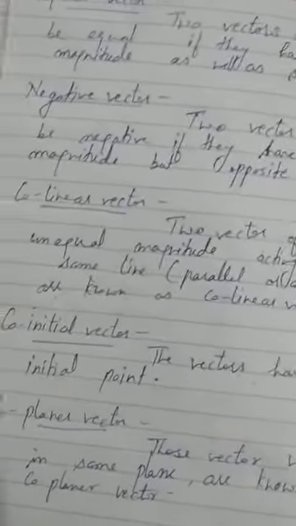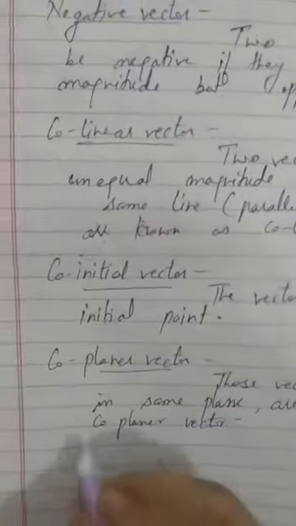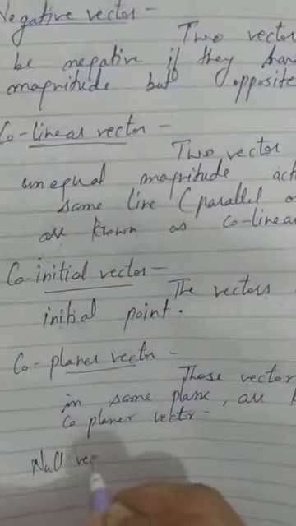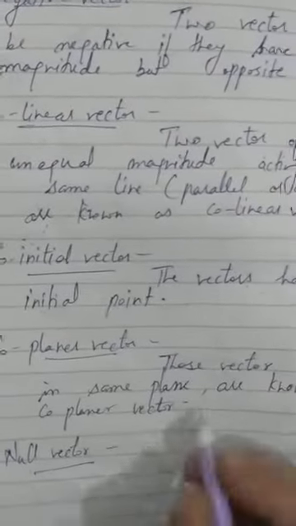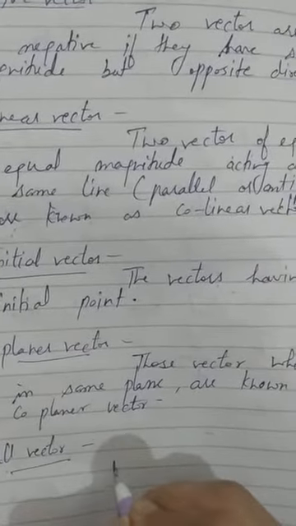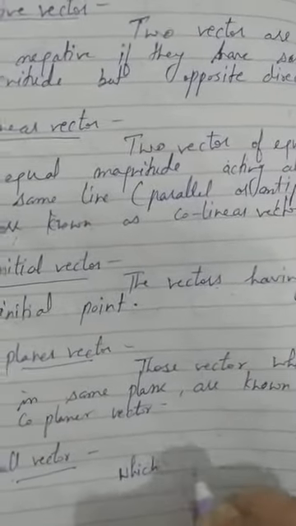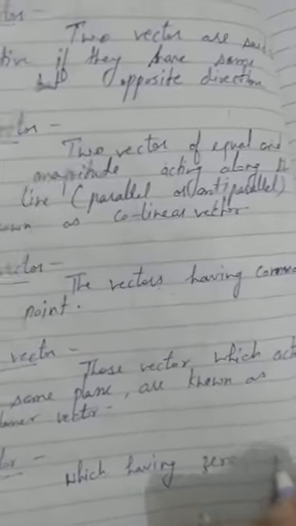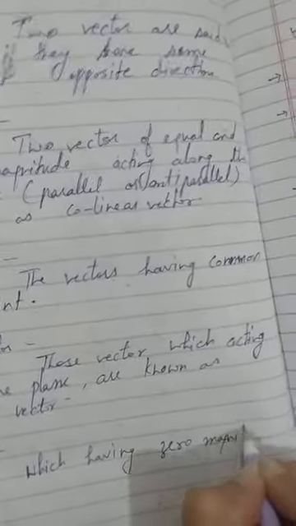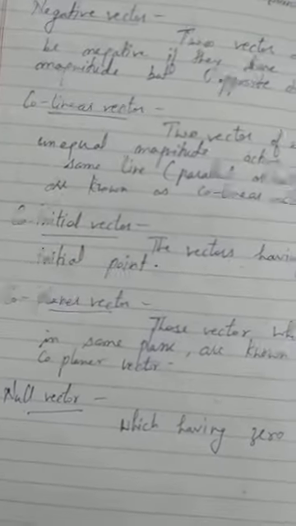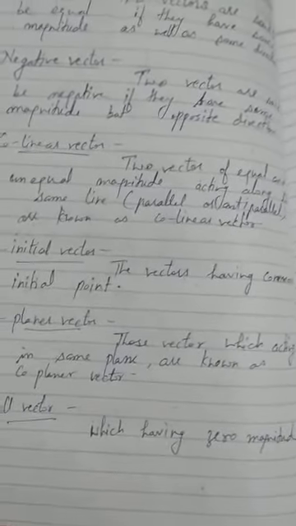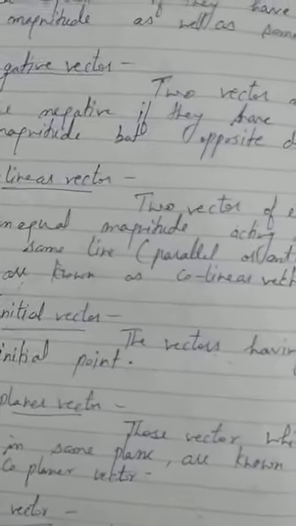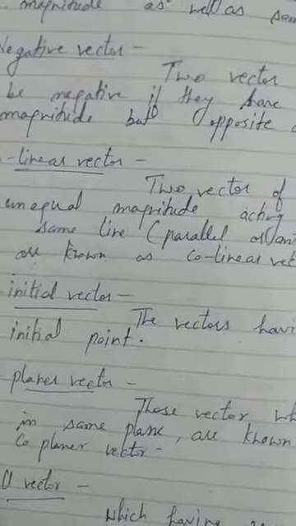Next is the null vector. What is null vector? A null vector is one which has zero magnitude. Clear now? These are the terms related to vectors.